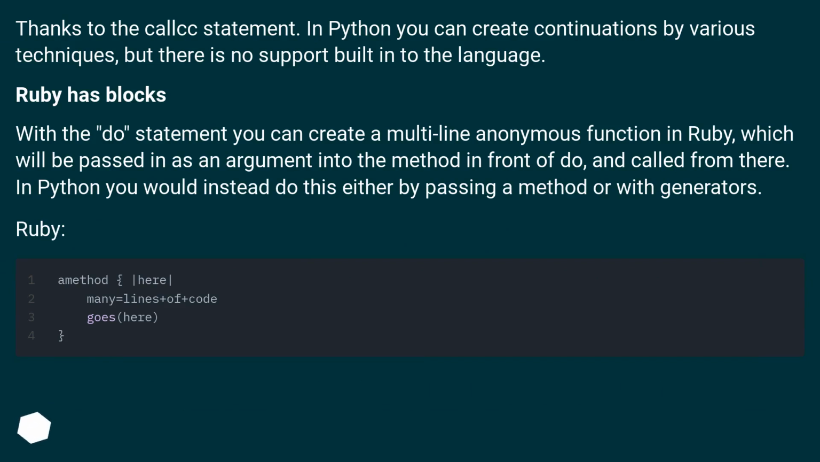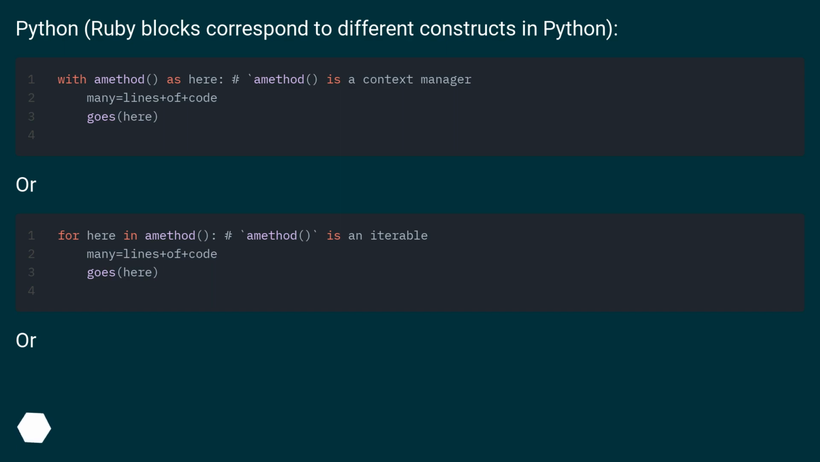Ruby has blocks. With the do statement you can create a multi-line anonymous function in Ruby, which will be passed in as an argument into the method in front of do, and called from there. In Python you would instead do this either by passing a method or with generators. Ruby. Python: Ruby blocks correspond to different constructs in Python.